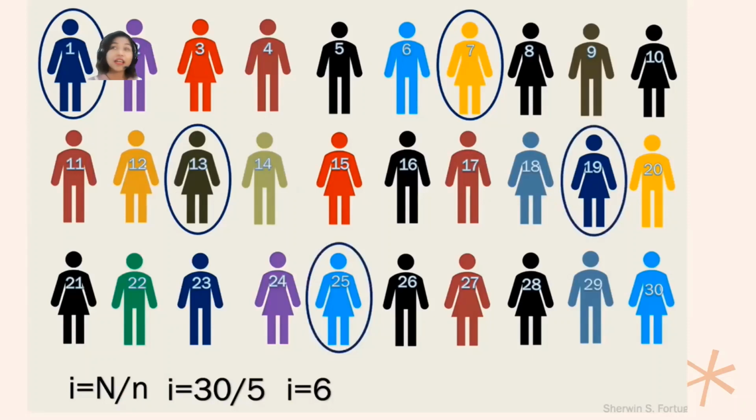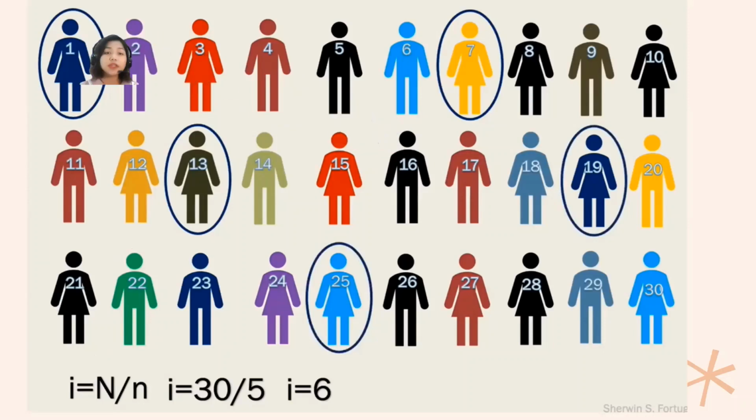Paano naman kung aking randomly pinili na starting point is 3? So, mag-start po ako kay 3. 1, 2, 3, 4, 5, 6. Si 9 ang pangalawa. Si 15 ang pangatlo. Si 21 ang pang-apat. Si 27 ang pang-5.